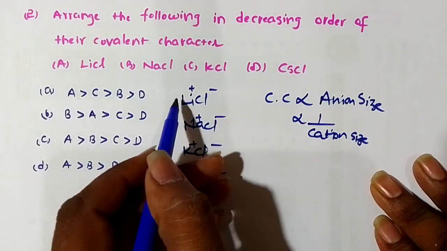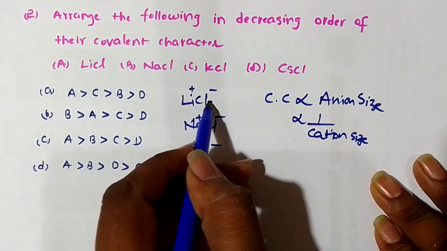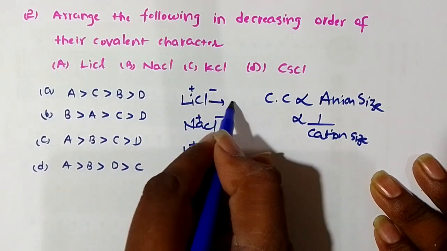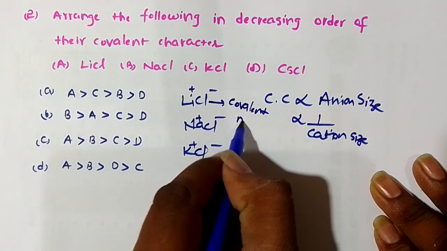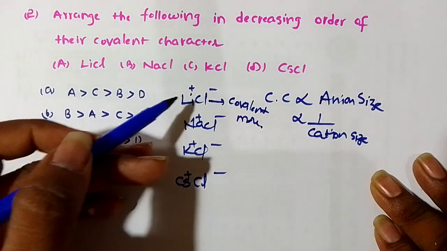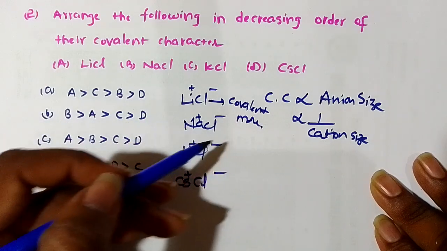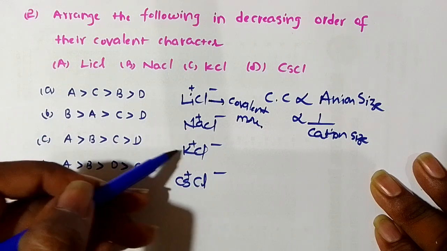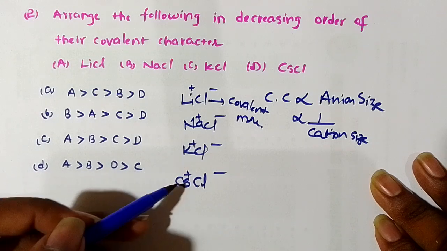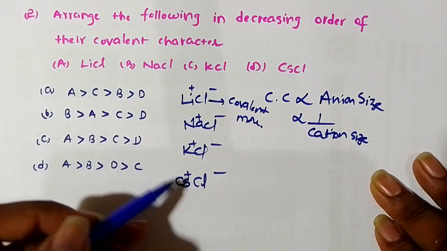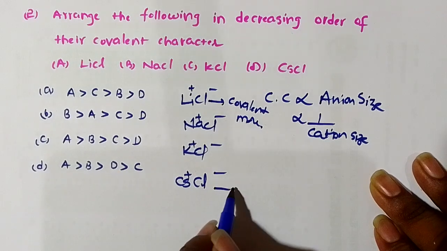Now the least size is Li plus. So this cation size is less, that's why covalent character is more. Moving to this one, size increases, covalent character further decreases. Moving to this one, size of cation increases, covalent character further decreases. Now moving to this one, this is the larger size, that's why covalent character further decreases. It is the least covalent character.